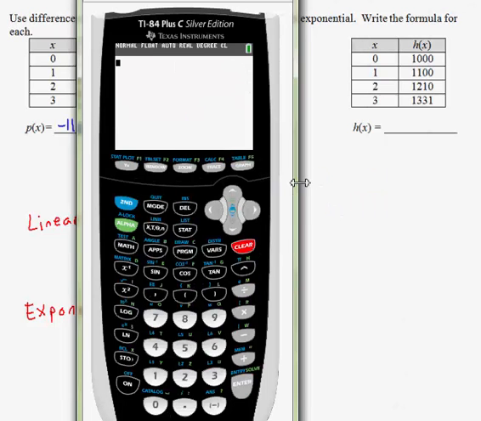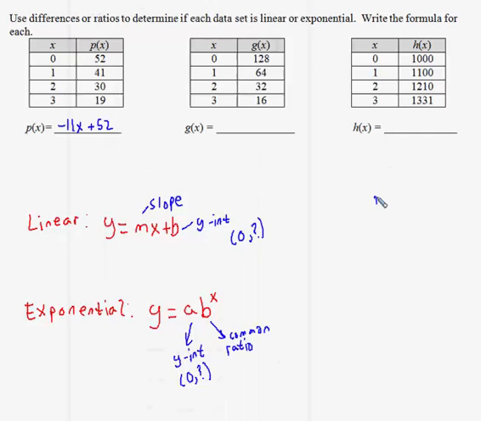So with differences, again, you would do 1, 1, 0, 0 here, and you would subtract off 1,000. And then the second one would be to take 1,210 and subtract off 1,100. And then lastly, 1, 3, 3, 1, and you would subtract off 1, 2, 1, 0. If these data are linear, then you would get the same number each time here.